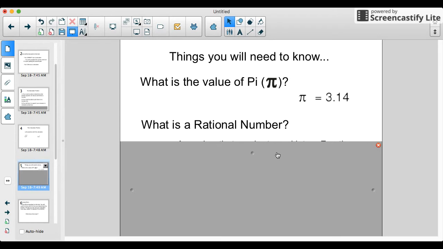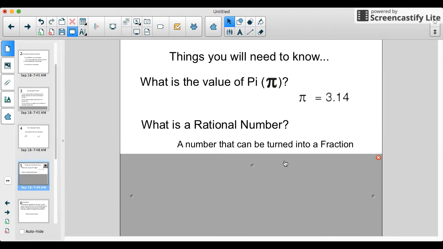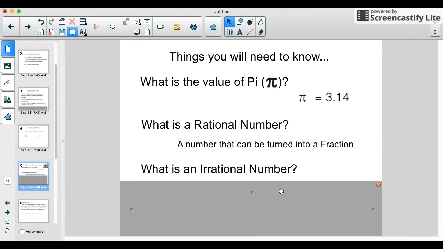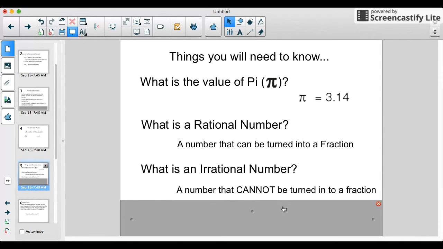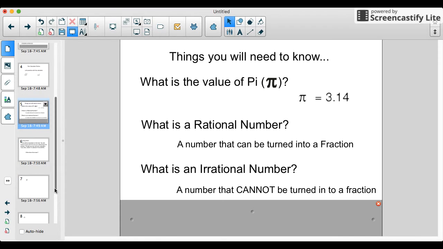We will also need to know what is a rational number. We've gone over this. It should be in your notes, but here it is again. A rational number is a number that can be turned into a fraction. So on the flip side, what is an irrational number? An irrational number is a number that cannot be turned into a fraction.